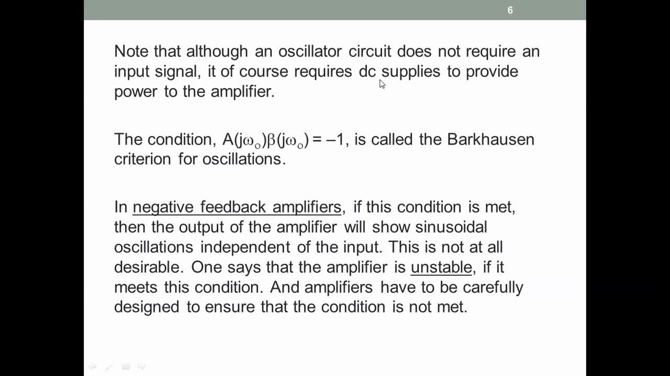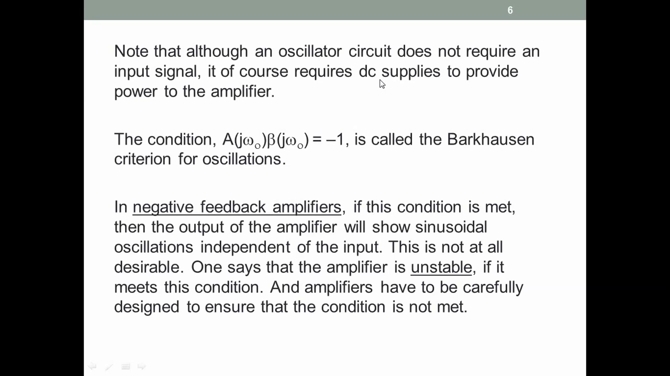The condition A(jω0) times B(jω0) equal to -1 is called the Barkhausen criterion for oscillation, named after the engineer Barkhausen, who first wrote it down.